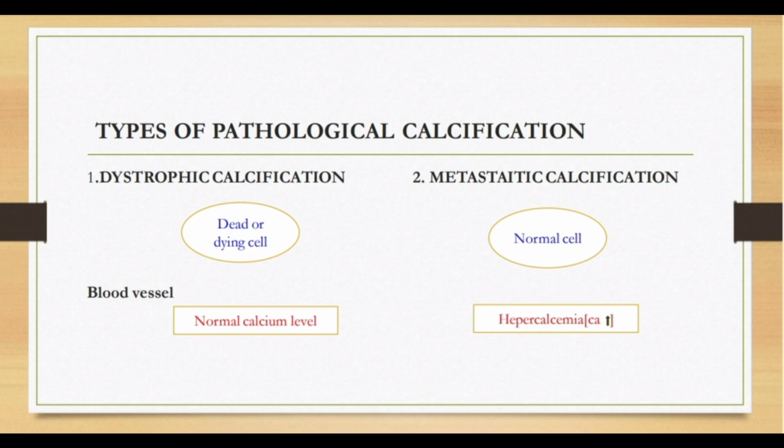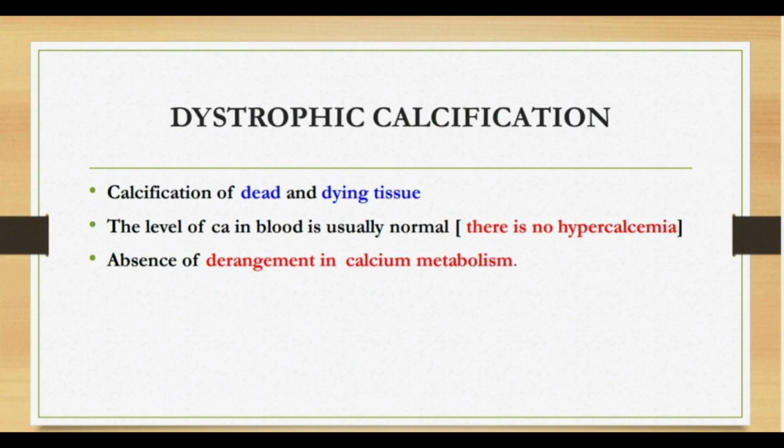Coming to types of pathological calcification, that is dystrophic calcification and metastatic calcification. Coming to dystrophic calcification, it means calcification occurs in dead and dying tissue. The blood calcium level is normal, there is no hypercalcemia, and there is an absence of disarrangement of calcium metabolism, which means there is no abnormal calcium metabolism.